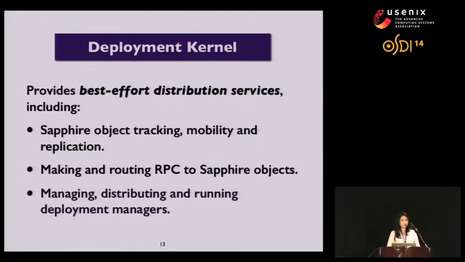So at the bottom of our architecture, we have the Sapphire deployment kernel, or kernel for short. Like I mentioned before, the kernel provides best effort distribution services for Sapphire objects. It provides object tracking and mobility, and it provides best effort RPC to Sapphire objects from anywhere in the application. But the most important job of the kernel is to manage, distribute, and run deployment managers.